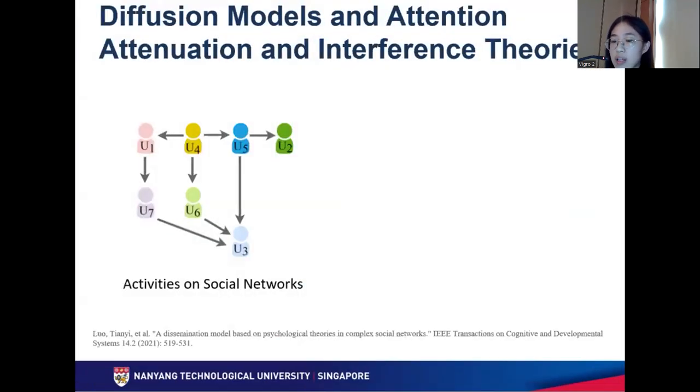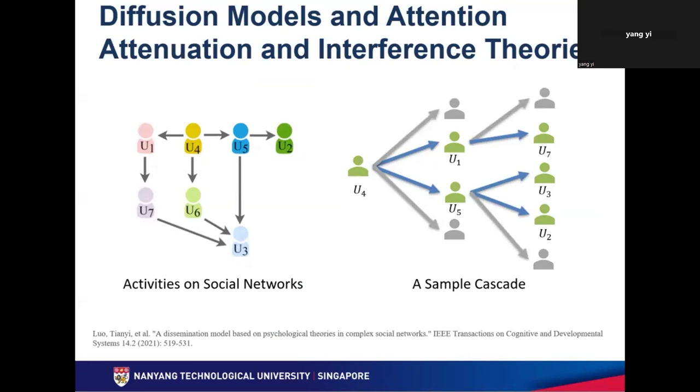And then for the second one, the incorporation of the attention attenuation and interference theories. The first figure on the left, you are already familiar with, I think. It models how humans interact with each other. We can model it as a graph, but focusing only on this graph, we may not understand how the information spreads from one user to another. So there is another way to model the information spreading, which is a cascade. It shows how an original post or a tweet sent by user 4 spreads to other users. So now the focus is how the information spreads. A user who received the information from the last person and spread it to another one is marked green here, and the other users are marked gray.